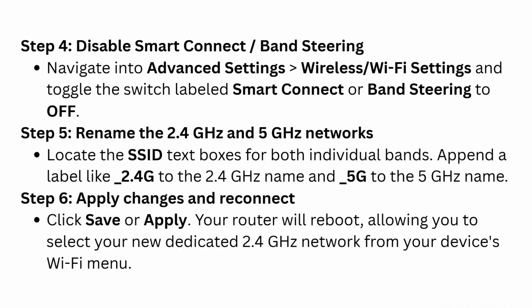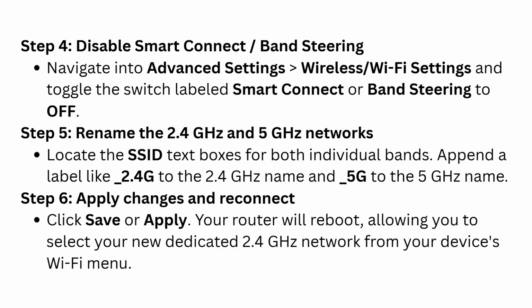Step 5. Rename the 2.4 GHz and 5 GHz networks. Locate the SSID text boxes for both individual bands. Append a label like underscore 2.4 GHz to the 2.4 GHz name and underscore 5G to the 5 gigahertz name.